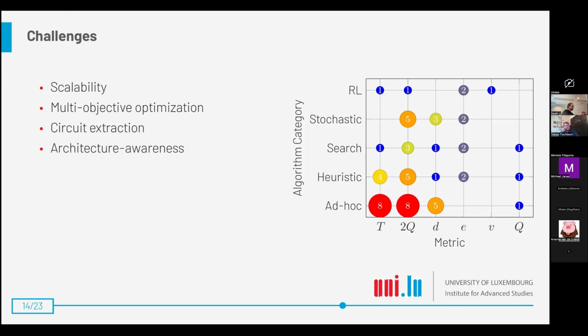The next thing is circuit extraction. One thing that I was surprised by is that we have, for example, this result that circuit extraction is #P-hard.